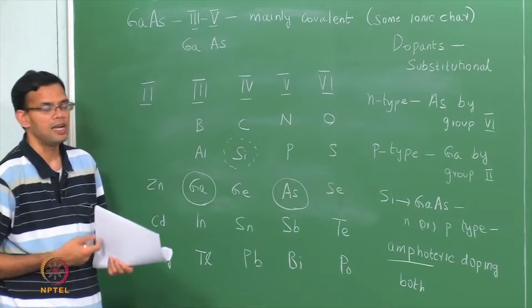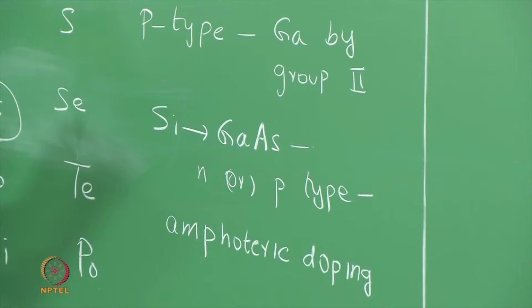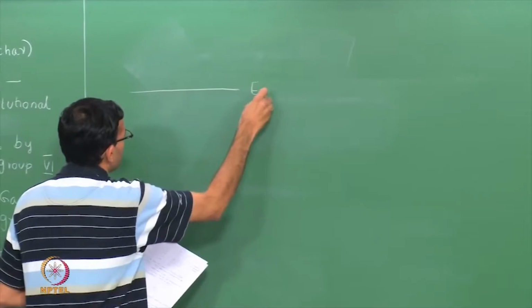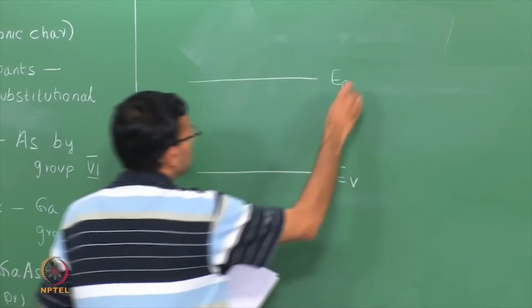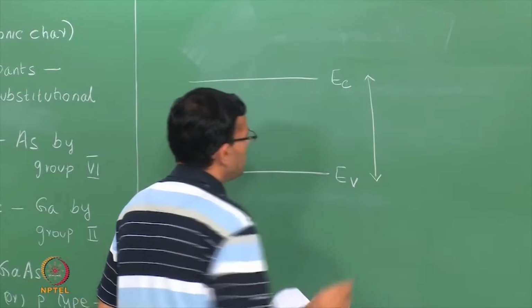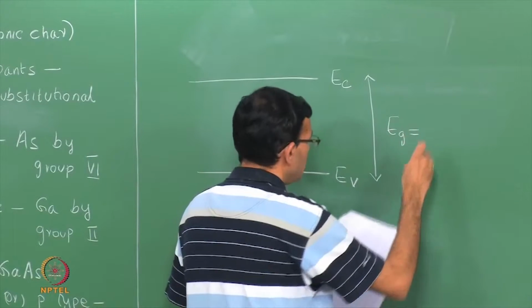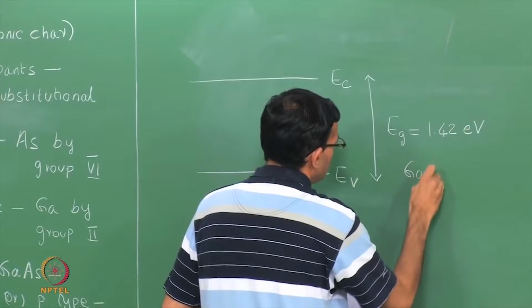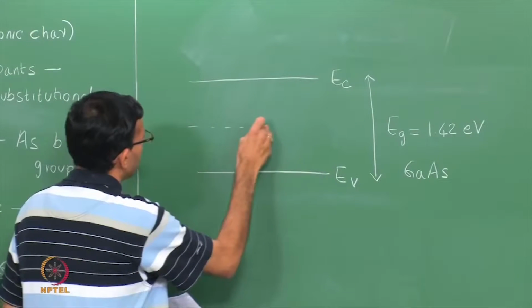So, we saw that these are all the possible elements that can be used to dope gallium arsenide. The only other question is, where are the energy levels located? Let me do that by drawing the band gap of gallium arsenide. This is my conduction band, that is my valence band. The difference between the conduction band and the valence band is your band gap. In the case of gallium arsenide, the band gap is 1.42 electron volts. Also mark the center of the gap.